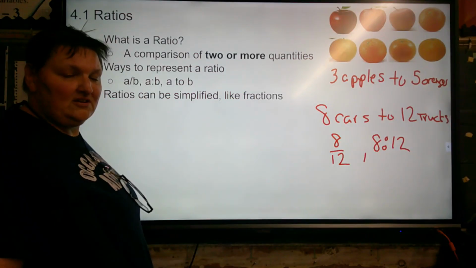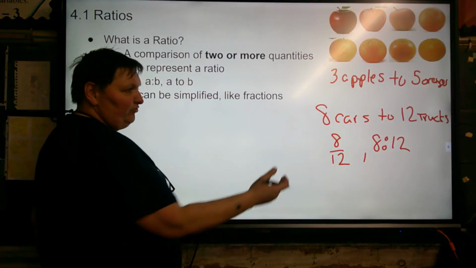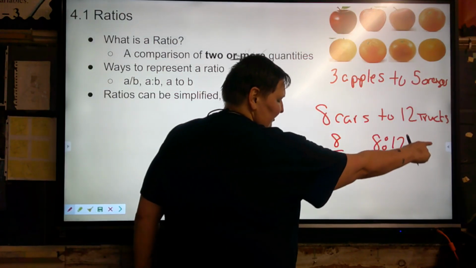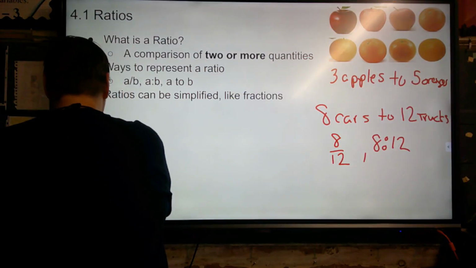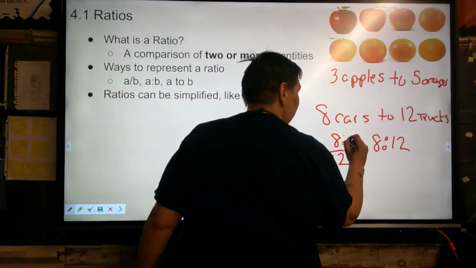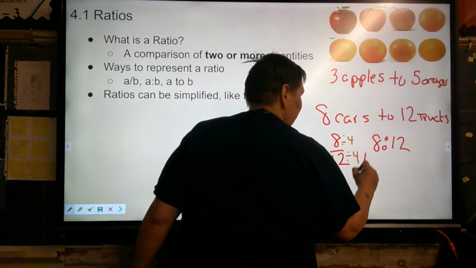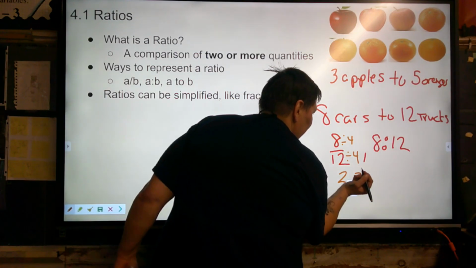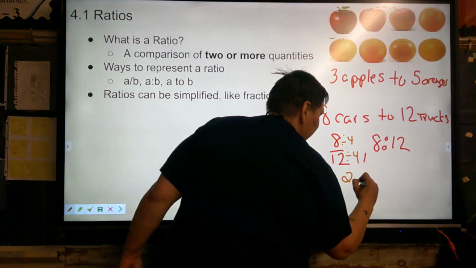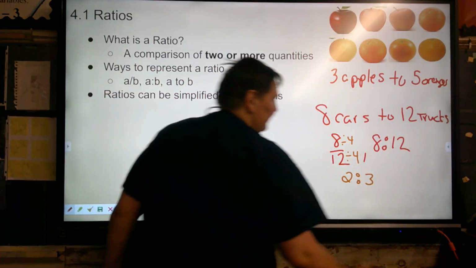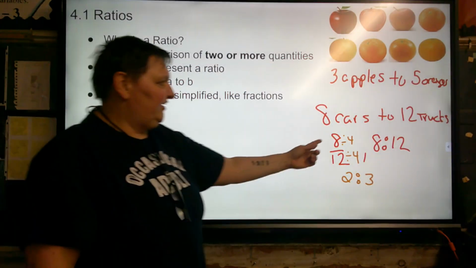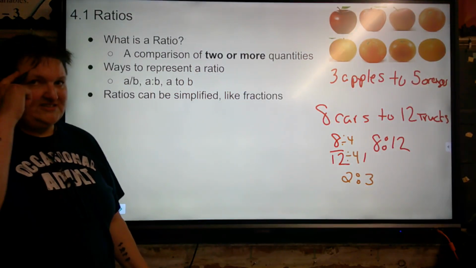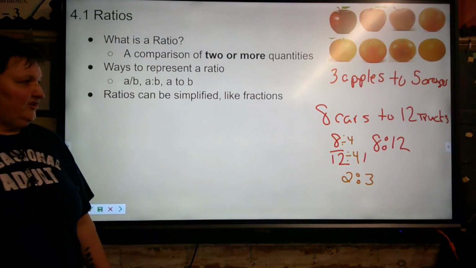Divide them both by the greatest common factor. Both can be divided by 4. So the ratio of cars to trucks, right, if you divide both by 4, the ratio is actually 2 to 3. If it can be simplified, simplify it. It makes it easier to work with, easier to do the math with.